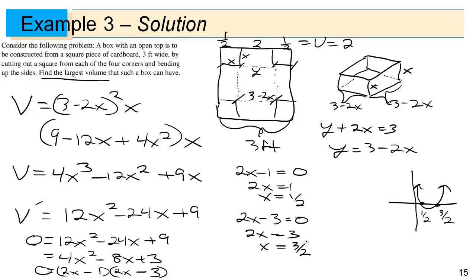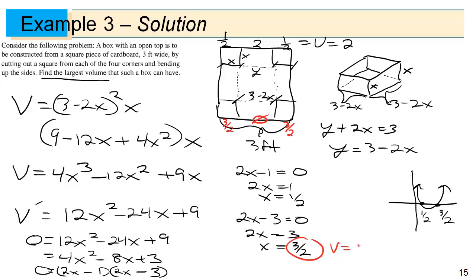Alright, 3 halves. Let's do 3 halves in red. If this distance is 3 halves, and this distance is 3 halves, right? This is 1 and a half, 1 and a half. What's left for the middle? 0, right? Because 1 and a half and 1 and a half is 3. So now all of a sudden we get a volume that is 3 halves times 3 halves times, because if x is 3 halves, this measurement, then this measurement is 0.